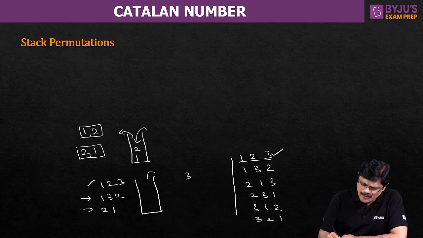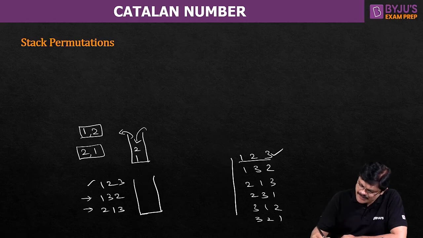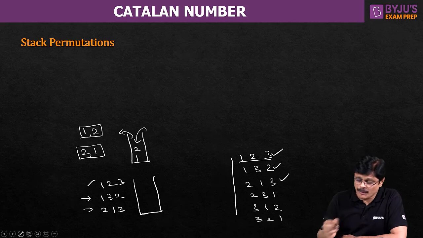Now what you do is push 3 and pop 3. So 2, 1, 3 is also possible. This is possible. This is also possible. What about 2, 3, 1? Let us try again. 2, 3, 1.